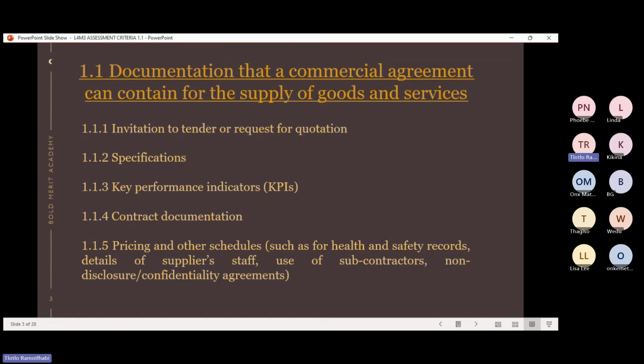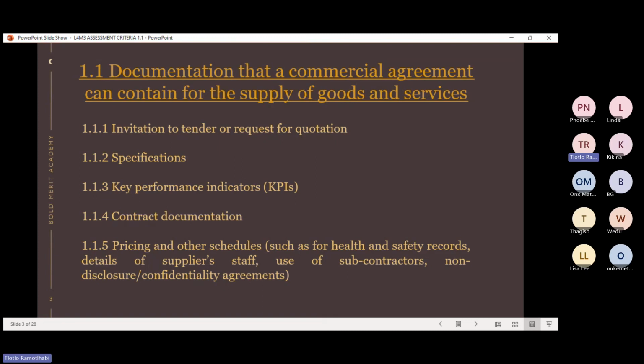We are going to talk about specifications in our second indicative content, 1.1.2. In our third, 1.1.3, we are going to talk about key performance indicators. In 1.1.4, we are going to talk about contract documentation and more. And in 1.1.5, we are going to talk about pricing and other schedules.